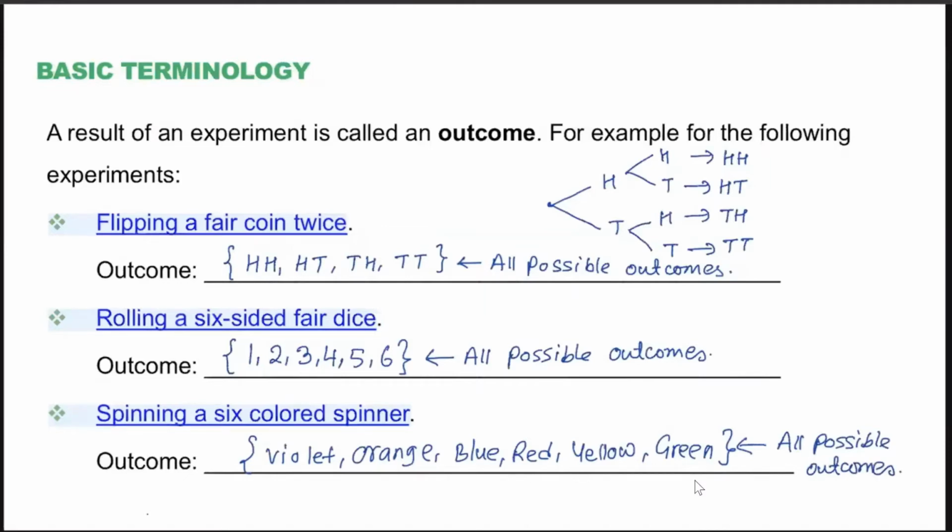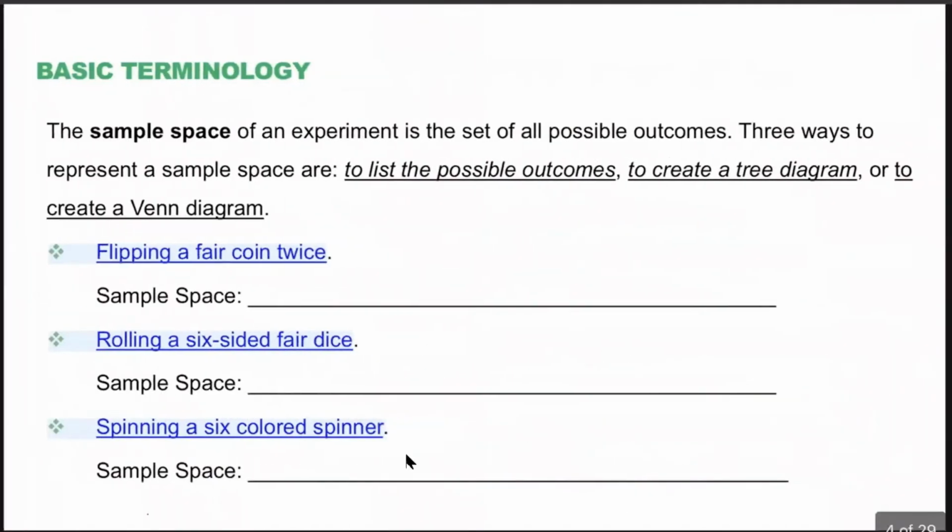So the outcomes are nothing but the result of the experiment. And there is a special name for this set of all possible outcomes. The set of all possible outcomes is called the sample space. The sample space of an experiment is the set of all possible outcomes.